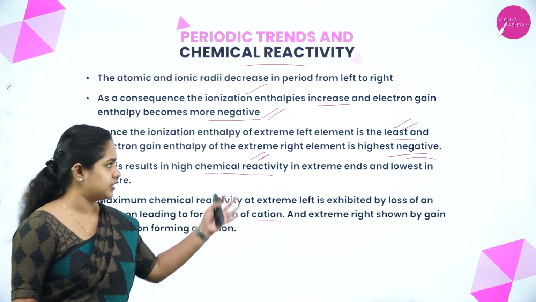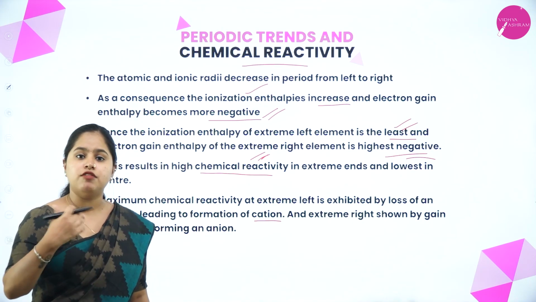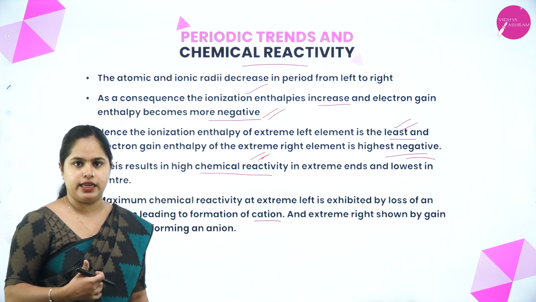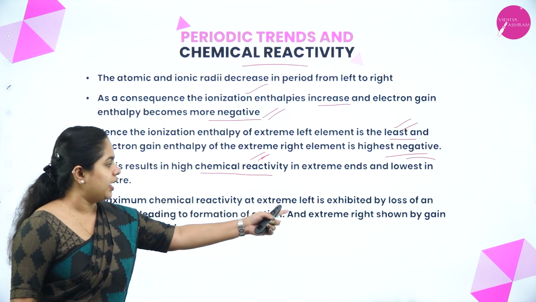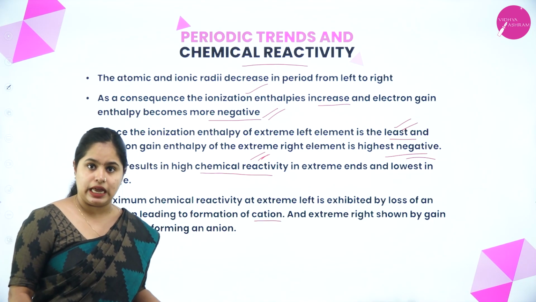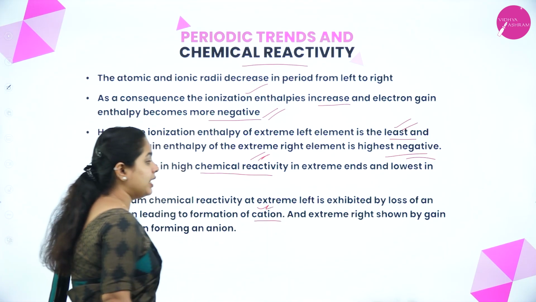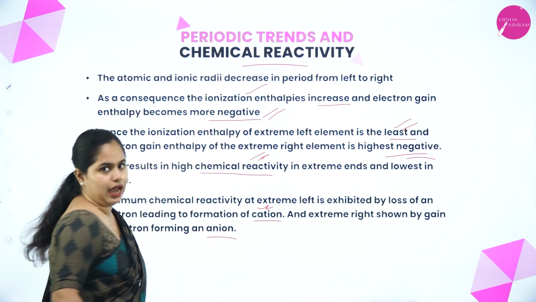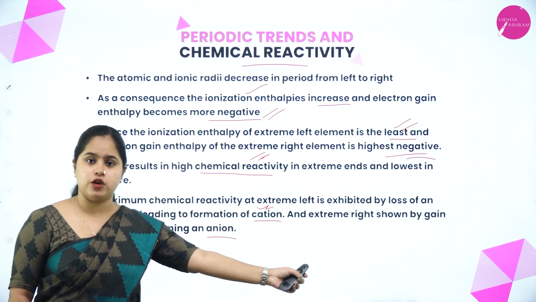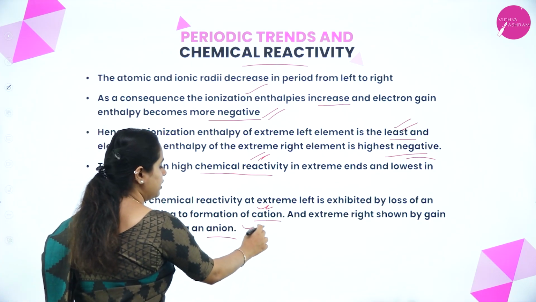We have already discussed this. In the extreme left, we know that the elements will have a tendency to lose electrons easily, right? To attain their octet, they can easily lose electrons. So they exhibit high chemical reactivity because they can easily lose an electron and form a cation. And the extreme right shows it by gain of an electron, forming an anion. Towards the right, it is easy for them to accept one electron and form an anion.